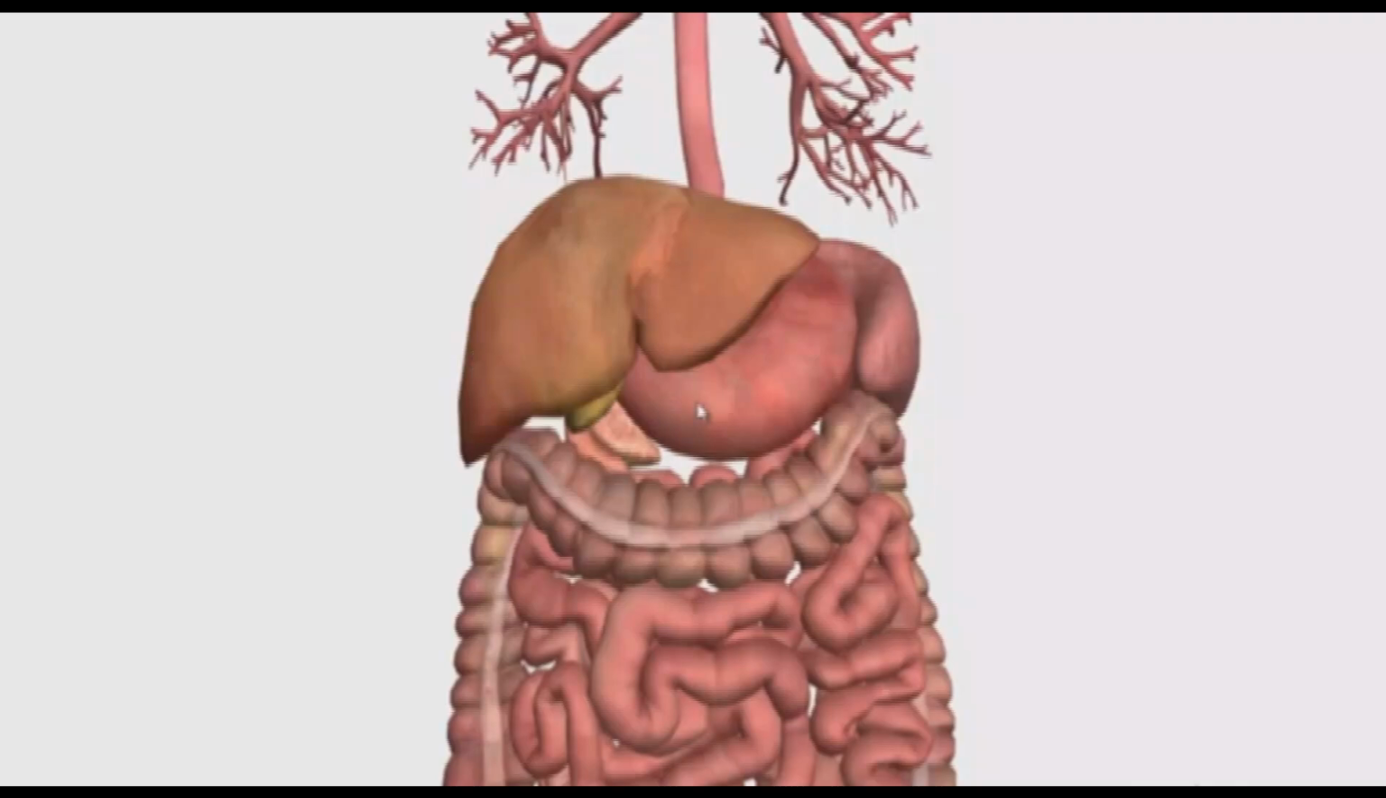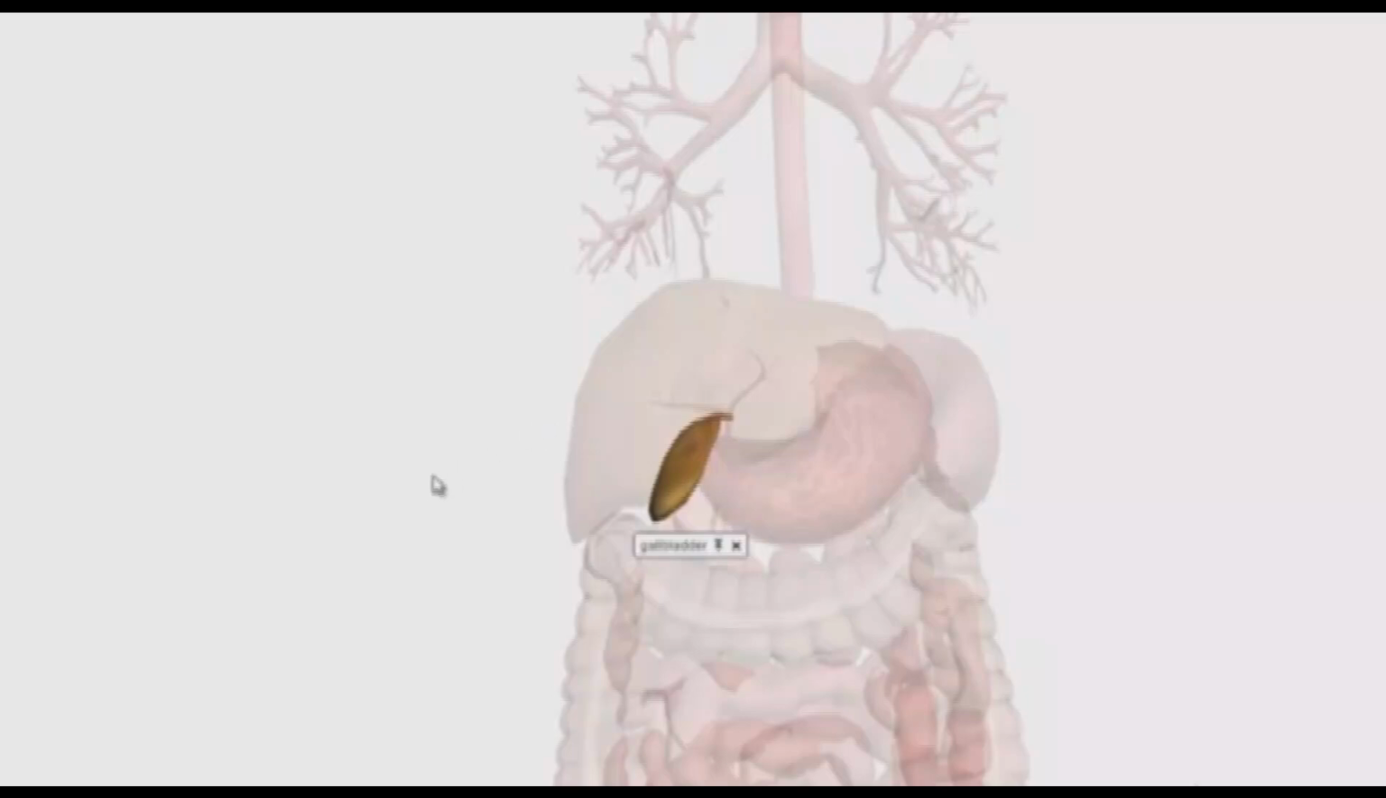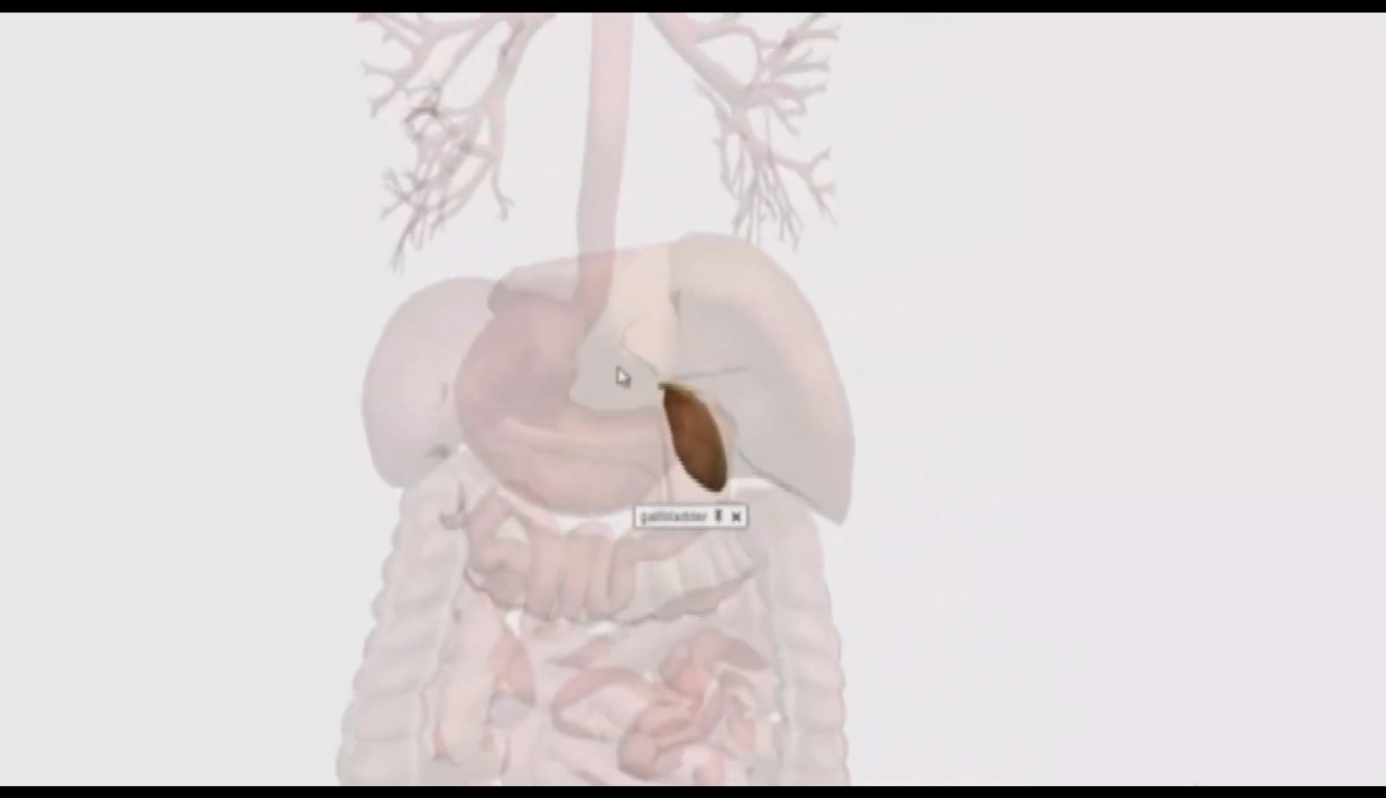So just sitting underneath the liver, you've got this little structure, this little sac called the gallbladder. So the liver, which produces bile, stores and concentrates its bile in the gallbladder. So it passes from the liver via various ducts into the gallbladder. So you can see this little sac sitting underneath the liver, and you can see these various ducts kind of faded out. So these form the biliary system.